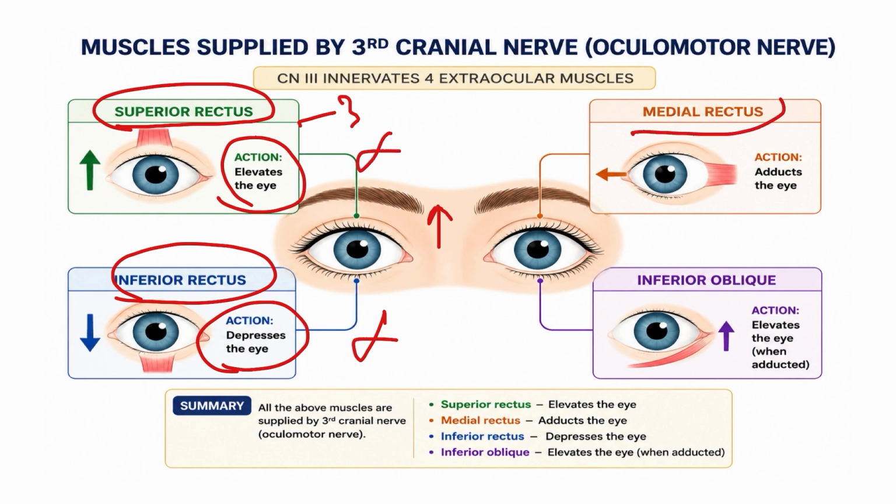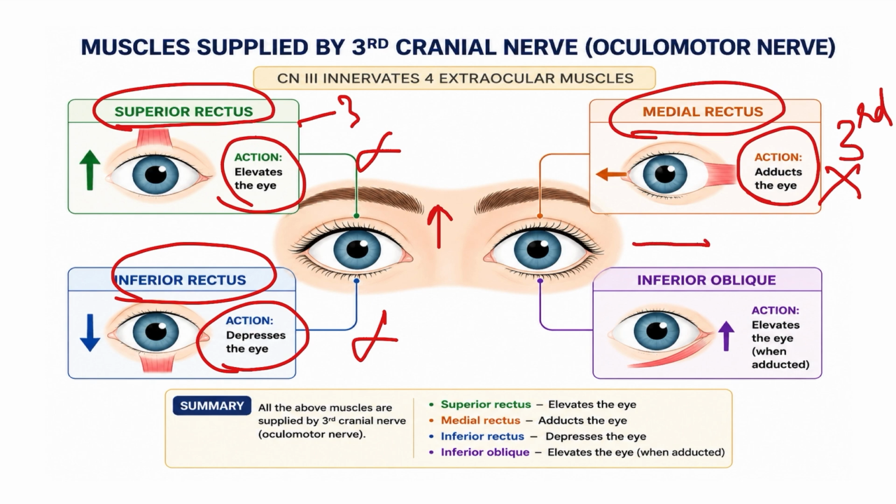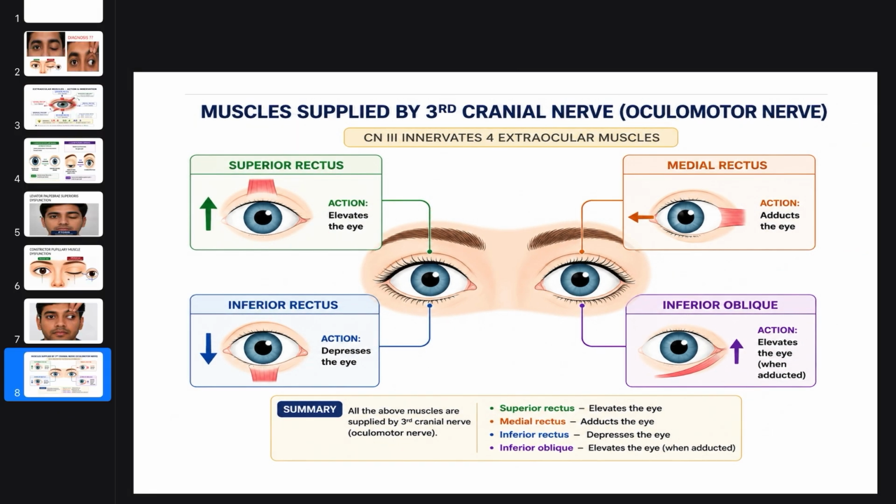The medial rectus, the action of this muscle is adduction of the eye. Since this is also supplied by the third nerve, adduction also is lost in the affected eye. So the net eyeball movement which is present is only abduction because of the intact sixth cranial nerve. Thank you.